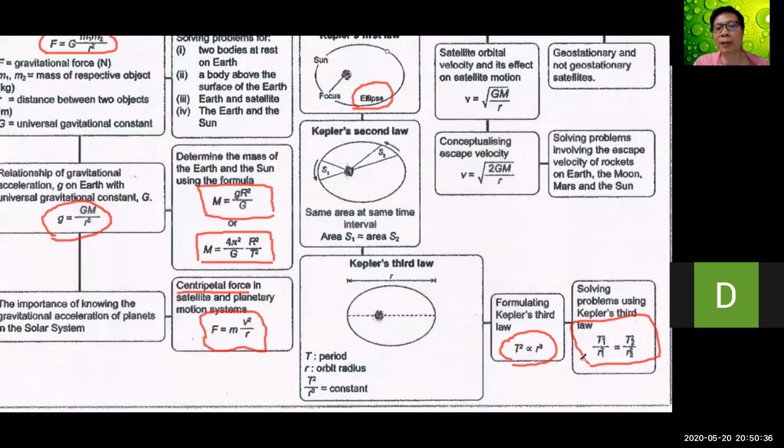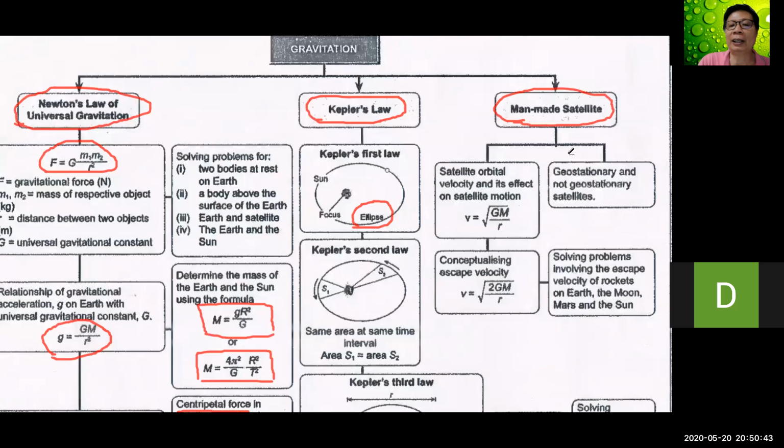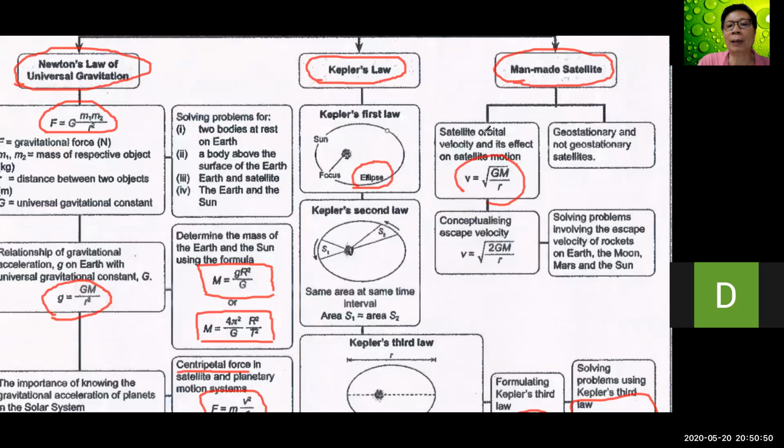Formulas. Now man-made satellites. This is the last topic you learn. For man-made satellites, usually you focus on these two formulas. You find the speed, the orbital velocity. Orbital velocity means the speed of the satellite to circulate the Earth. The satellite must have a certain speed when orbiting the Earth, then only will it have enough centripetal force, so that the satellite can stay constant in that particular position and orbit our Earth. Understand? That's why it's important.